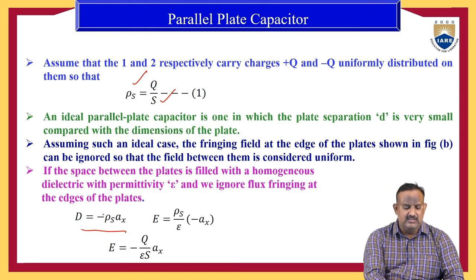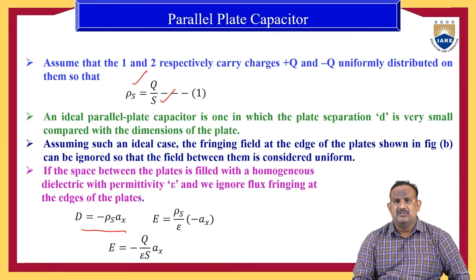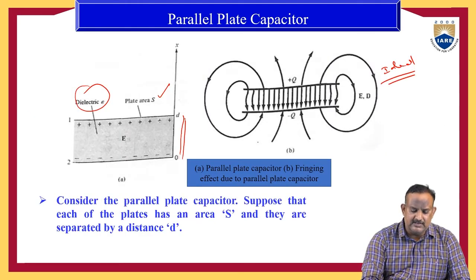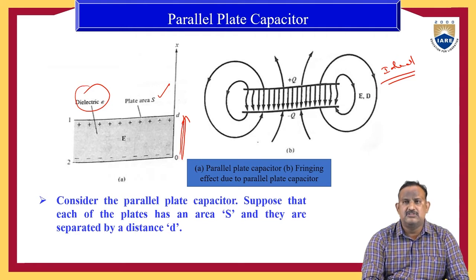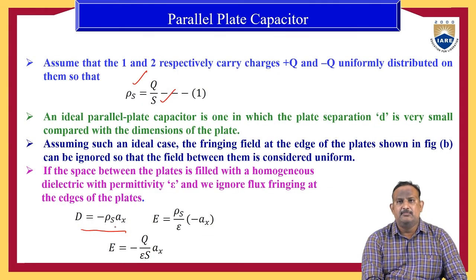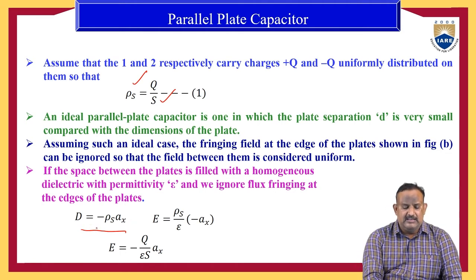The flux density D is equal to minus rho s into ax, where minus rho s is the surface charge density. Here it is negative because the charge is flowing from negative to positive. Because the charge is flowing from negative to positive, we need to assume the flux density D is equal to minus rho s into ax. And from this we can find the electric field intensity.